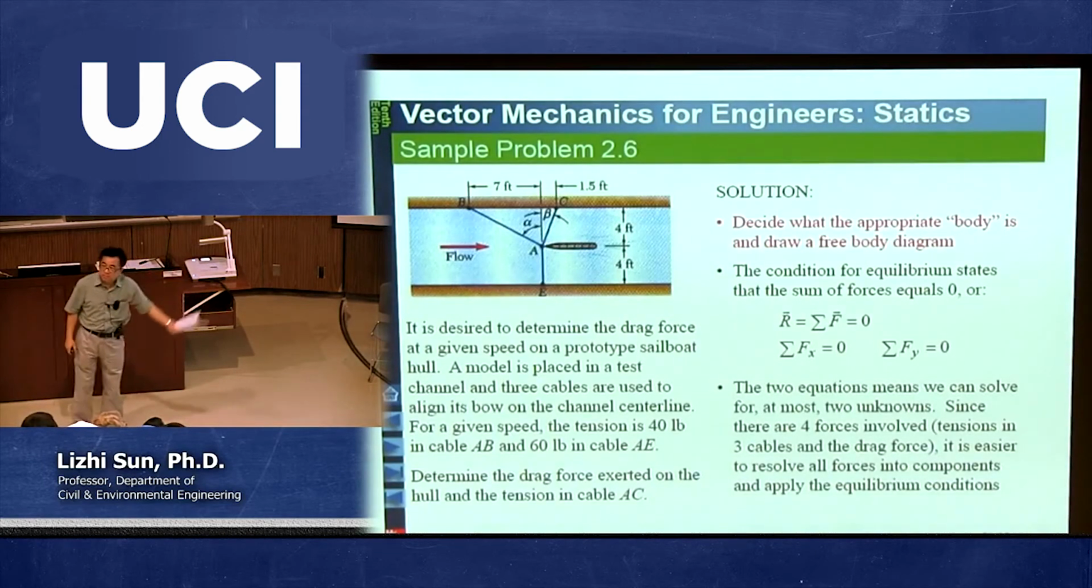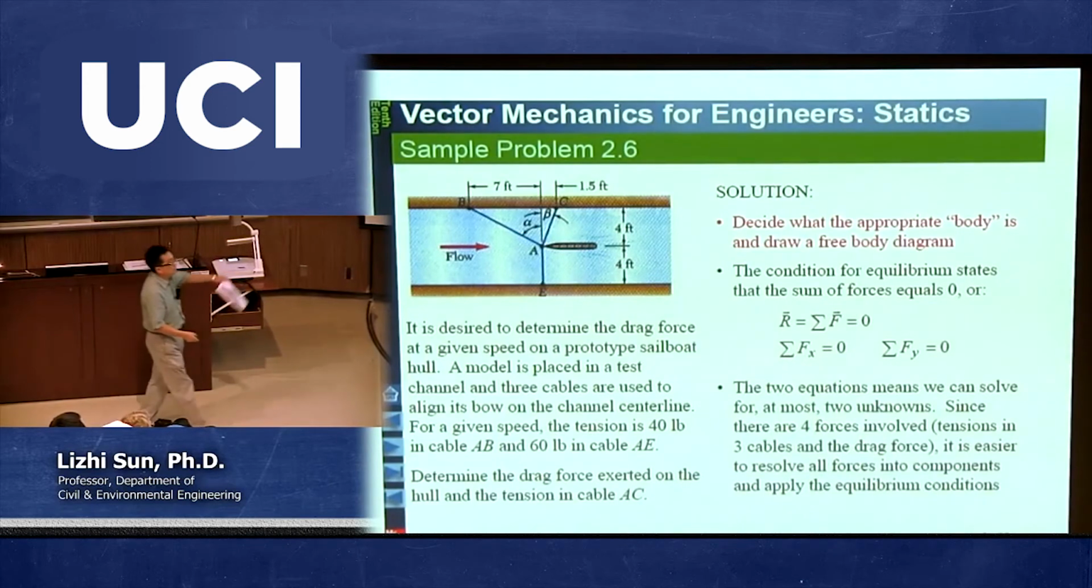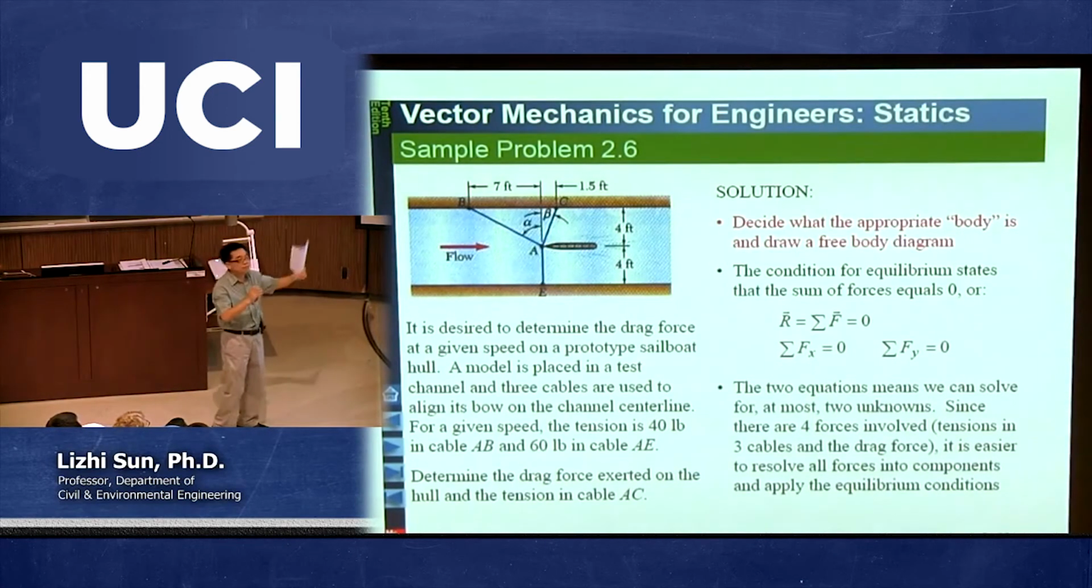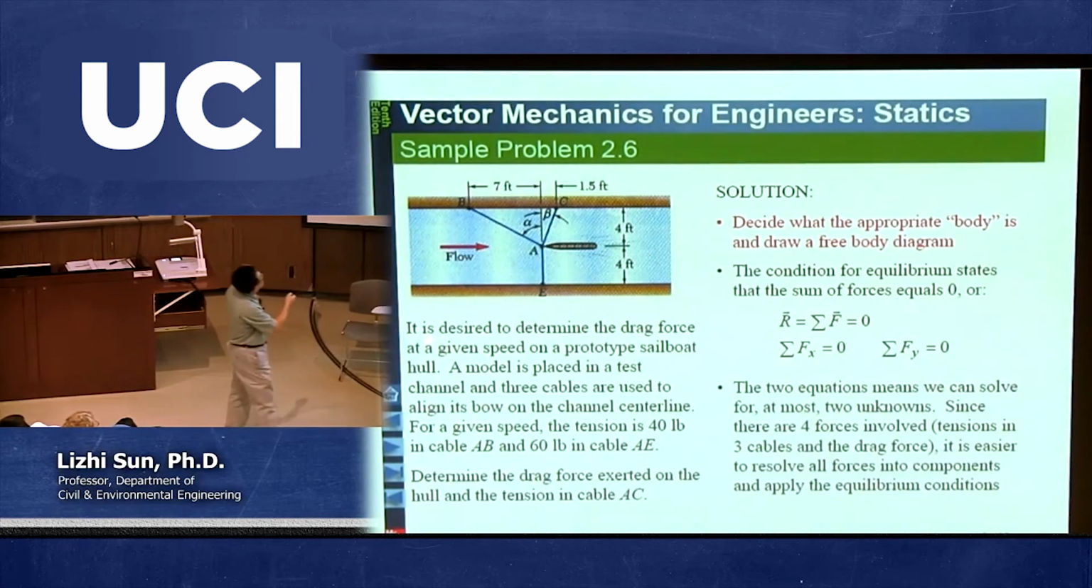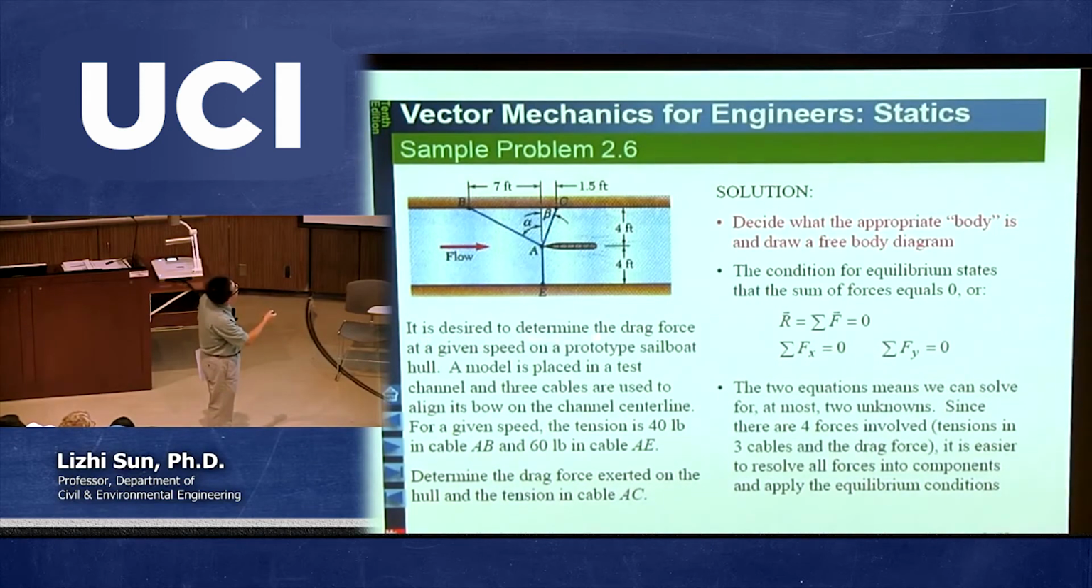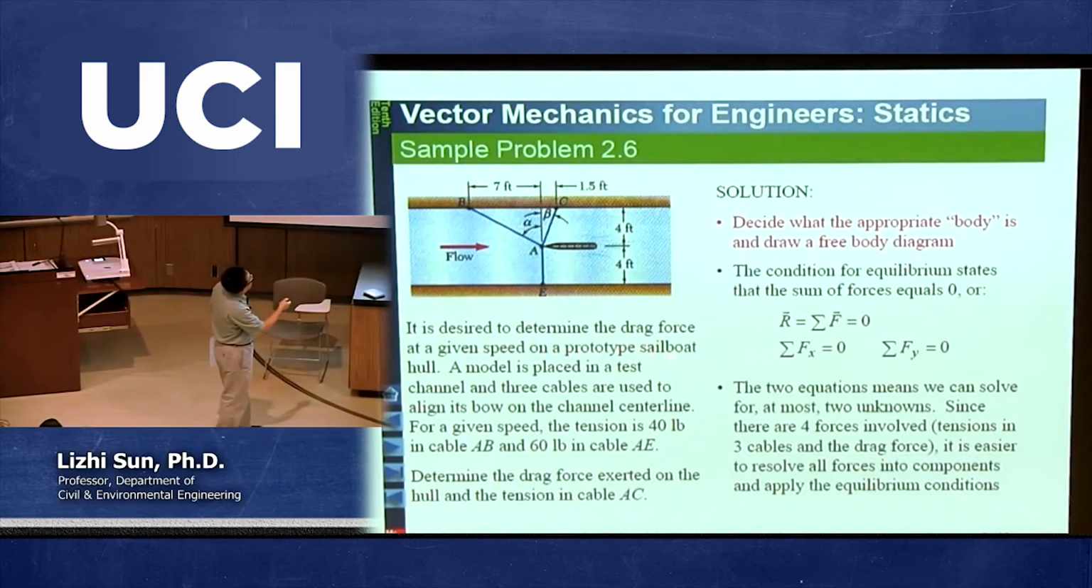Now let me talk about another example. This is another example trying to use Newton's first law to solve a problem. We have a river with a constant flowing rate. It is desired to determine the drag force at a given speed, a constant speed in a straight line. That means Newton's first law must be satisfied. A model of the prototype sailboat hull is placed in the test channel, the river.